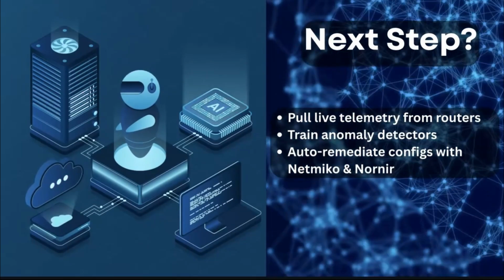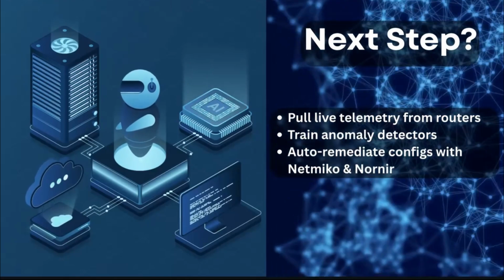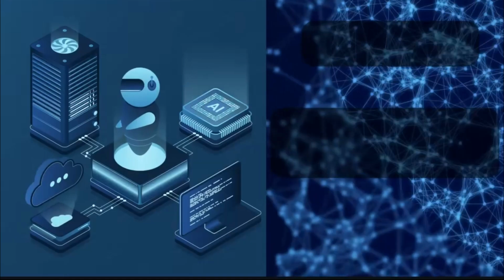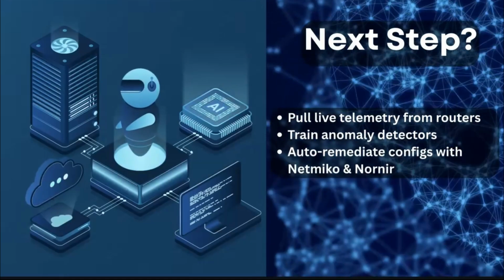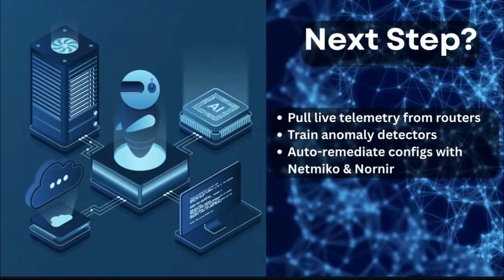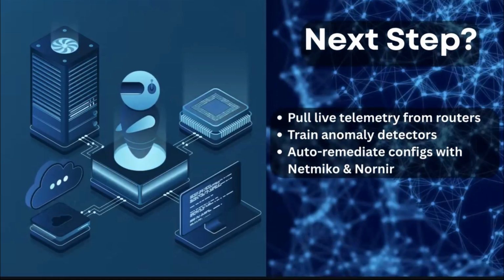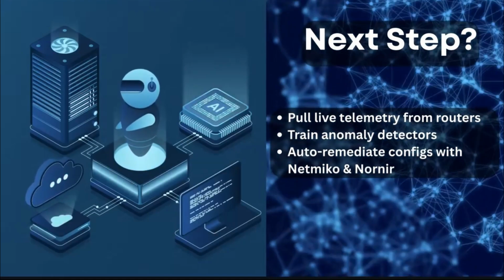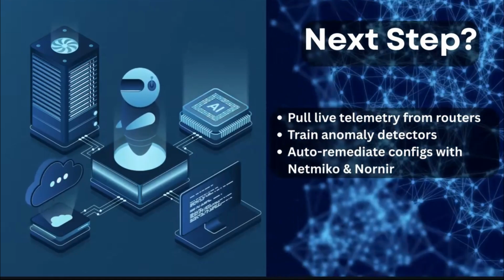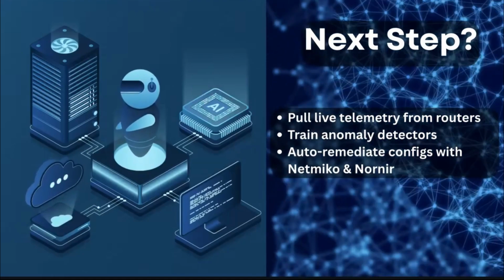Okay. In the next video, we will pull the live streaming from the routers. It means today what we have done, we were using basically mock data. In the next video, we will use a real router where we will pick the telemetry from the real routers. We will train anomaly detectors. We will basically have those predictions also from the live router and then auto-remediate configurations with Netmiko, and we will be using other libraries also. Okay. So this is how the next step will be. And in the next video, we will discuss all of these things.